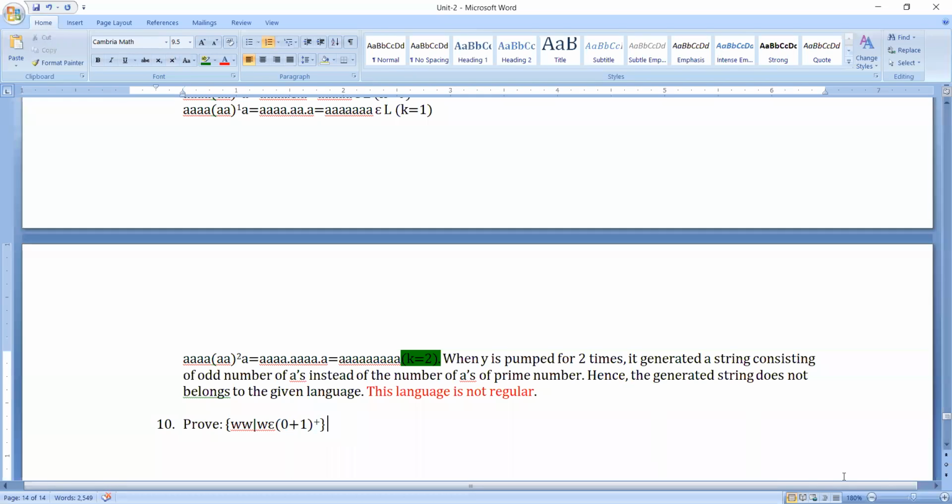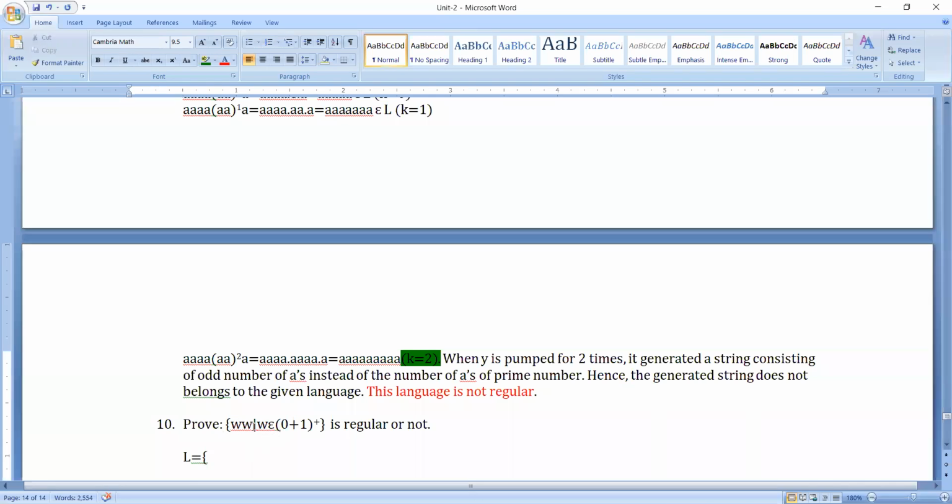So we need to check whether this language is regular or not. The problem statement was already there above. How do you prove that? First we need to take the language. What is the language here? The language is W followed by W.